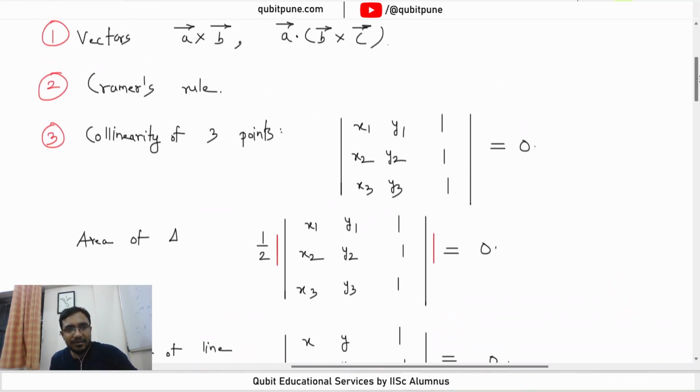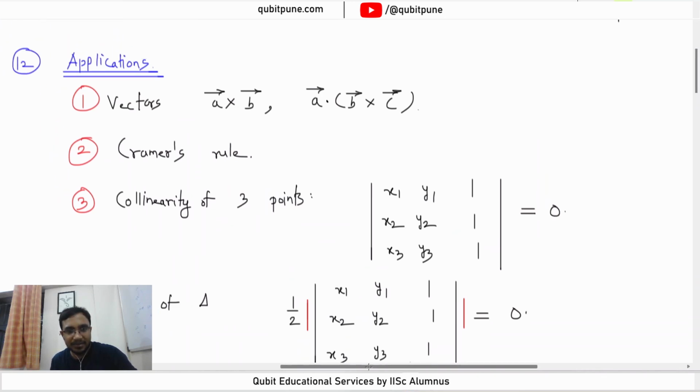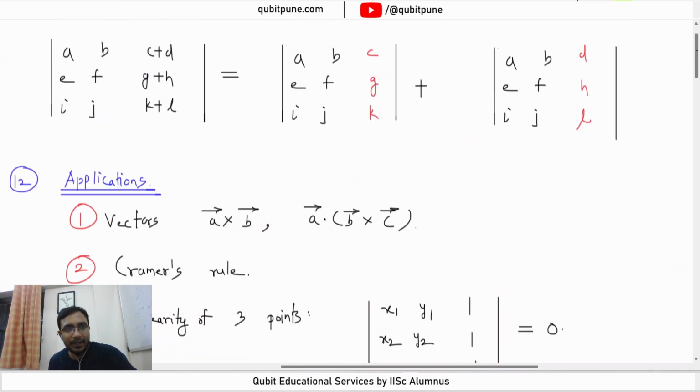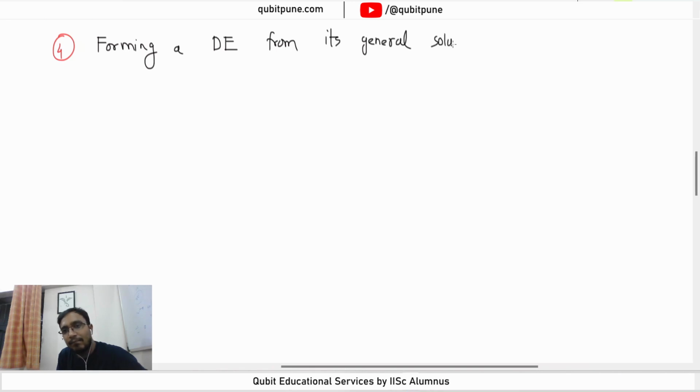Okay, so we have covered vectors, we have covered Cramer's rule, that is system of linear equations. We have covered some coordinate geometry applications. Now, anyone with a few more applications, or at least one more? Yes. Finding, or okay, let me put it in this way. Forming a differential equation from its general solution.